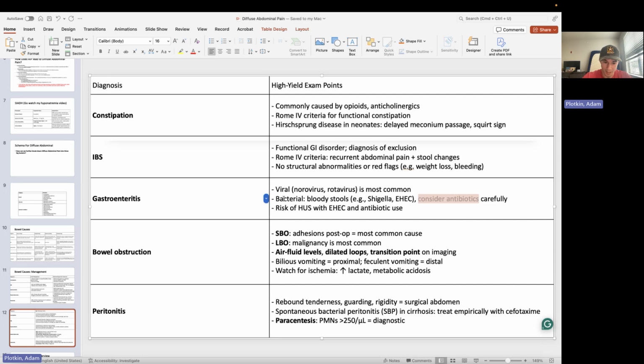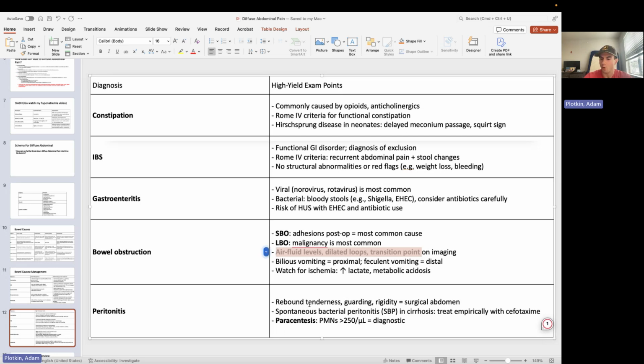So go watch that. Bowel obstruction. For SBO, small bowel obstruction, adhesions post-op are the most common cause. Look for that in the patient's history, right? If they come in with abdominal pain, they have a history of appendix removal. They have a history of gallbladder removal, right? Look for those kinds of things. Large bowel obstruction, malignancy is the most common, colorectal cancer. Air fluid levels, dilated loops, transition points on imaging, all are going to point me towards some sort of bowel obstruction. Bilious vomiting is going to be more of a proximal obstruction. Feculent, where I'm puking and actual poop is coming out, right, would be more distal. We're going to watch for ischemia.